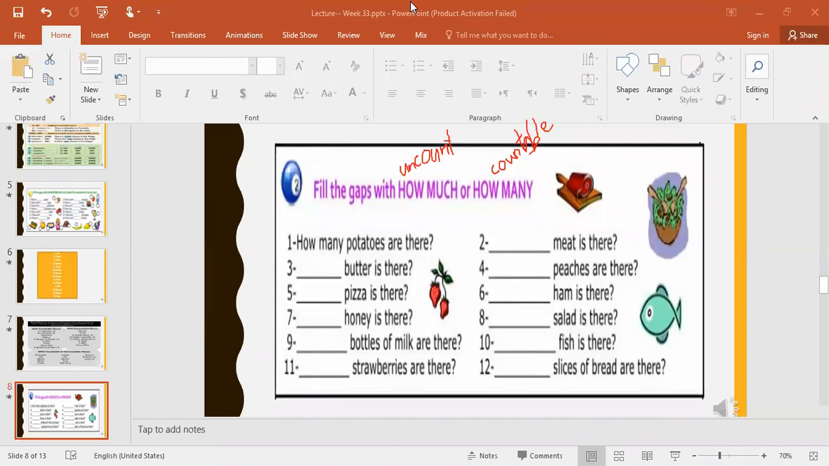So now we are at number 7. Yes. How much honey is there? How much honey is there? Very good. Lower your hands, please, when you answer. Yalla, Joud. Number 8. Yes, miss. How much salad is there? How much salad is there? Very good. We cannot count. Excellent.